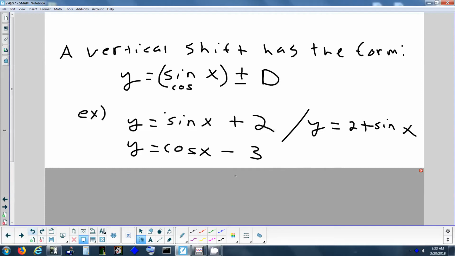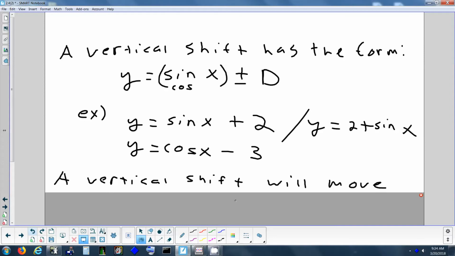And if you're thinking, well, what if I put parentheses here? Nope, still a vertical shift. What if I put parentheses here? Nope, still a vertical shift. For it to be a phase shift, you would have to do this. That is a phase shift, because now you've added the x and the number together in parentheses. But if the x and the number are not grouped together in parentheses, it is a vertical shift. Any questions on that?